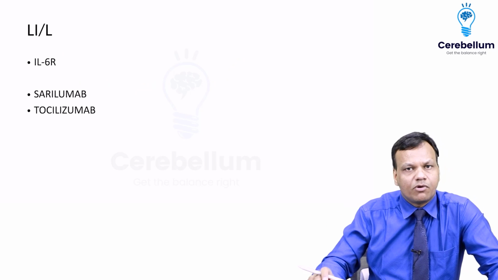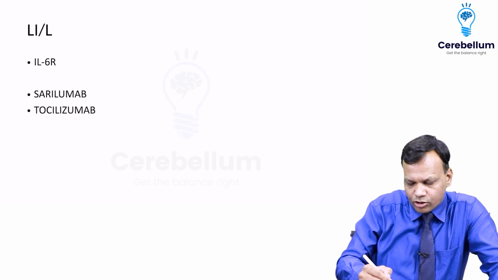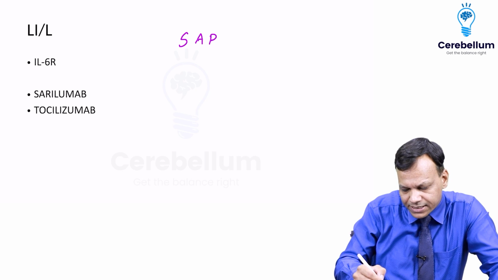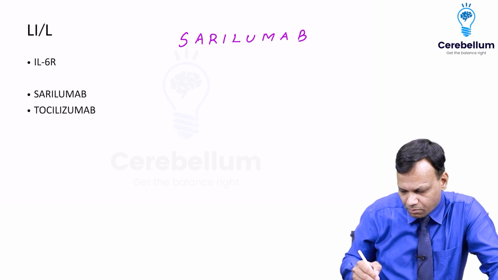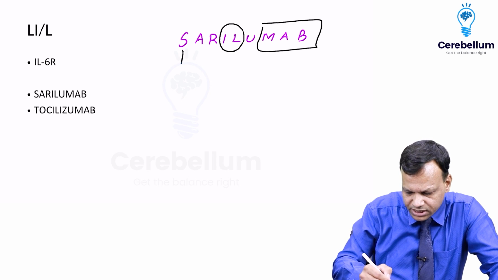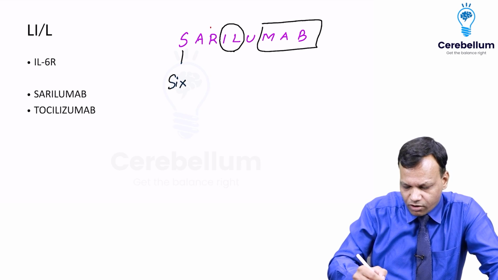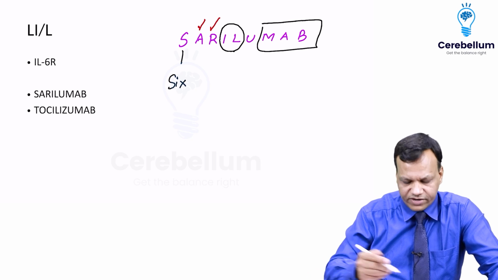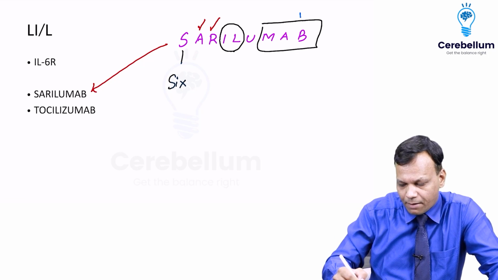Next are monoclonal antibodies against interleukin 6 receptors. So first one is sarilumab. Sarilumab, the name tells everything about sarilumab. It is a monoclonal antibody against interleukin 6. It is used for rheumatoid arthritis. So everything is written in the name of sarilumab, and this is the drug you need to remember.